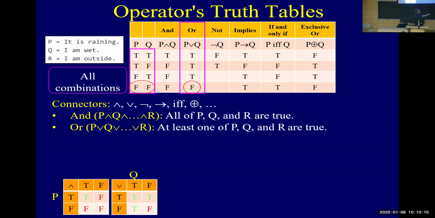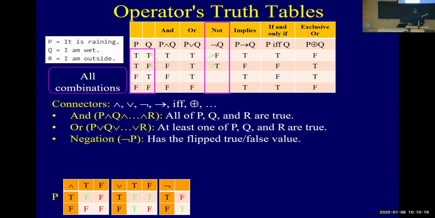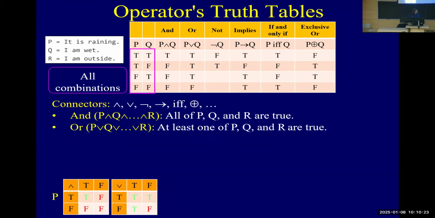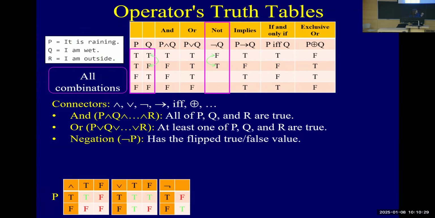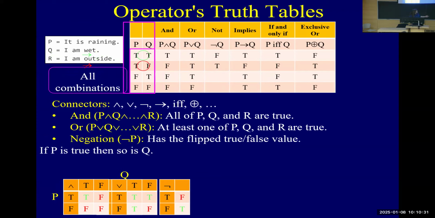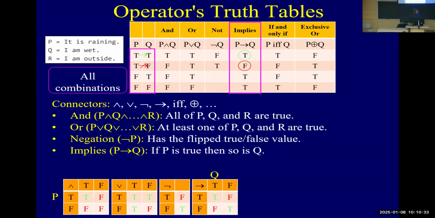Or is true as long as at least one of them is true, right? You can have the or of a bunch of things, and again, you don't need brackets. Negation flips the value, as we said, implies.